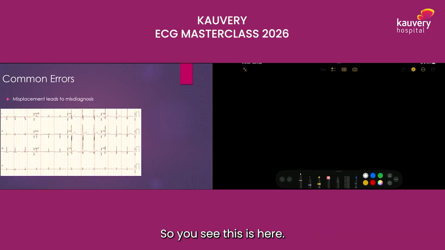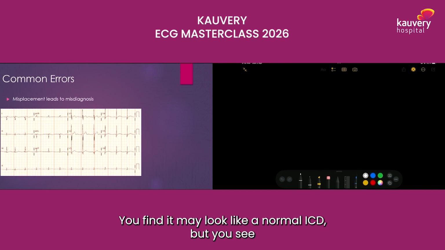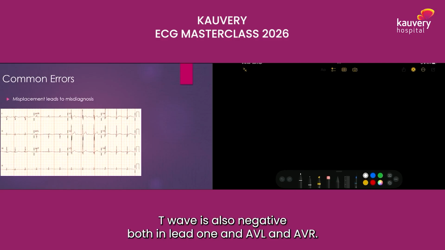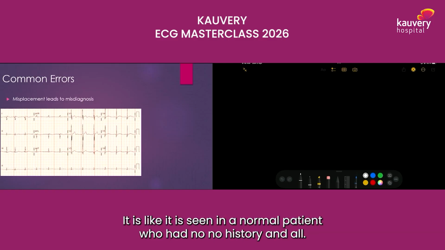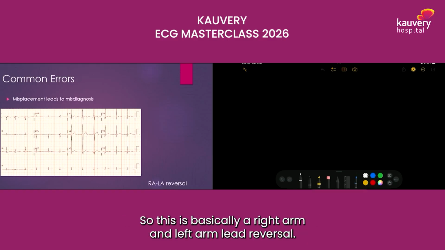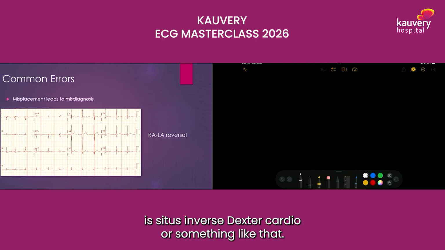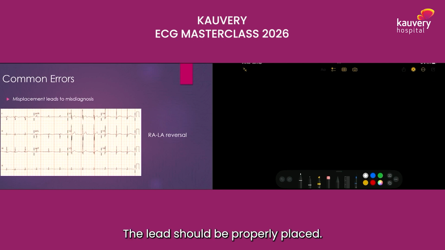So you see this ECG. Here you find it may look like a normal ECG, but in lead 1 and AVL, the P wave is negative, the QRS is also negative, and the T wave is also negative, both in lead 1 and AVL. And in AVR, it is positive. It is seen in a normal patient who had no history. So this is basically a right arm and left arm lead reversal. Sometimes you can mistakenly misdiagnose situs inversus dextrocardia or something like that. But that is the first step. The leads should be properly placed. That is the importance of the leads.